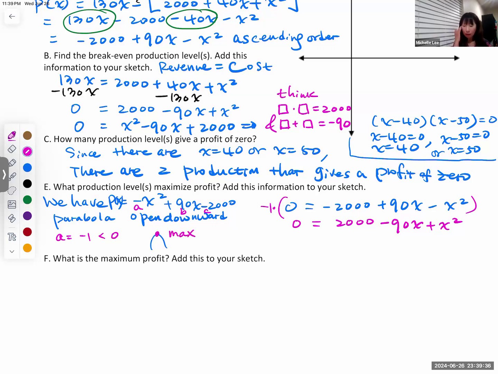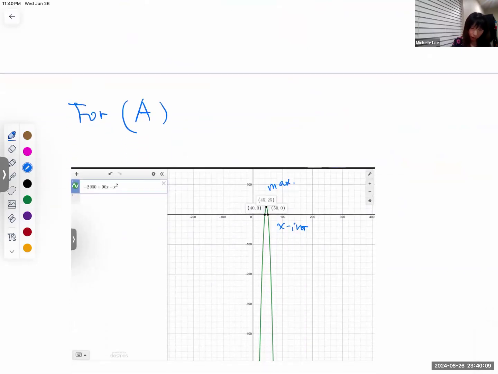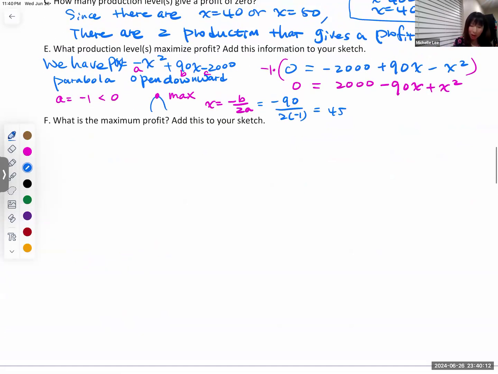Okay, how do we find? There is a formula x equal to -b over 2a. So b in the case -90 over 2a, which is -1, right? Then we get positive 45. Okay, so I showed you earlier the sketch 45. Okay, now what is the maximum profit? So we substitute 45 into the function.